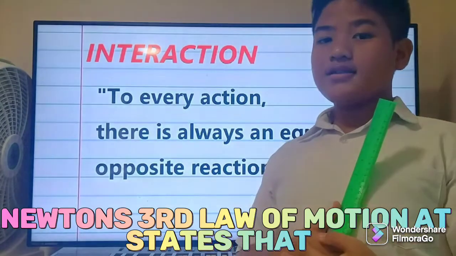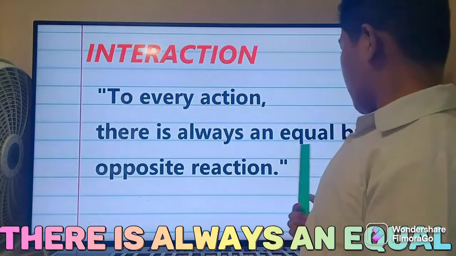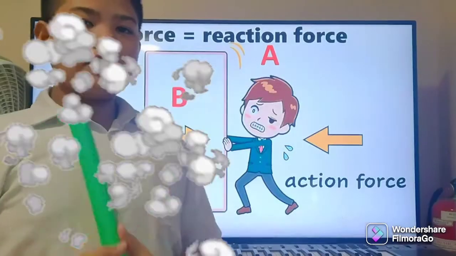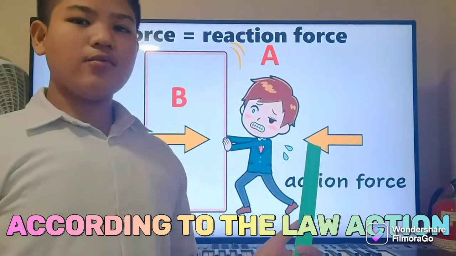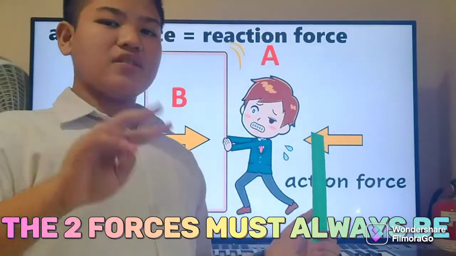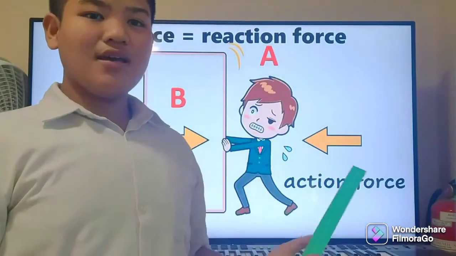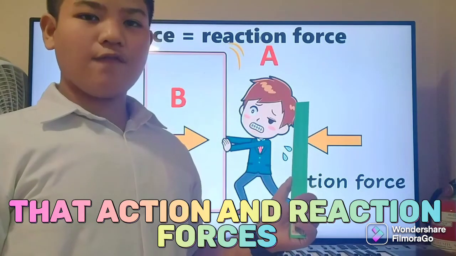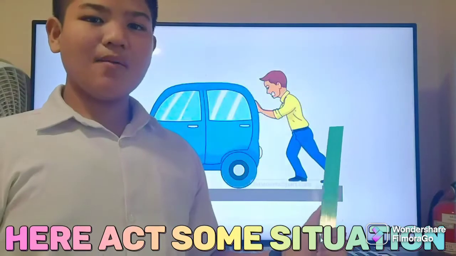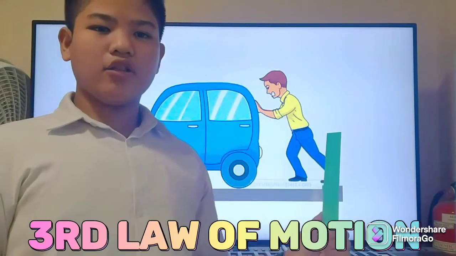Newton's third law states that to every action, there is always an equal but opposite reaction. According to this law, action is always accompanied by a reaction force, and the two forces must always be equal and opposite. Note that action and reaction forces act on different bodies. Here are some of the situations that help in practically understanding the third law of motion.